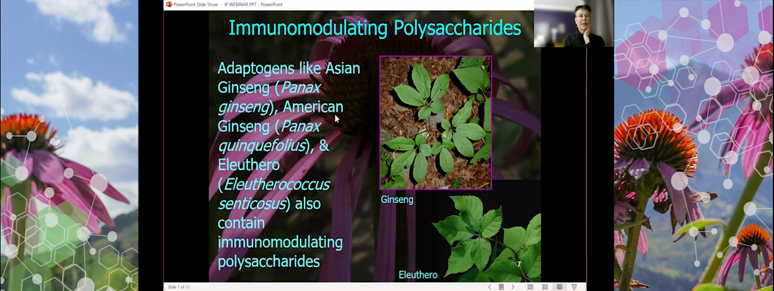So your Asian ginseng, your American ginseng, your formerly known as Siberian ginseng, which is in the same family, they tend to collect a good amount of IP in their roots as well. And I suspect there's some in the leaves too, but I haven't specifically looked at a study that breaks down the leaf compared to the root.